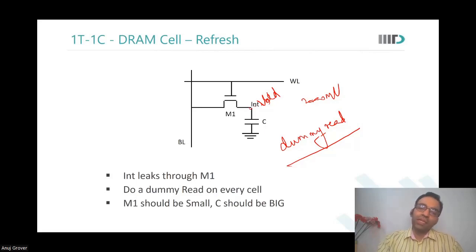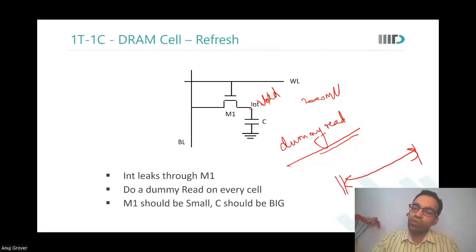And we want to increase the duration between these dummy reads. Do you realize that when the dummy read is happening, an actual read cannot happen? So your DRAM is unavailable for use. The user is waiting until your dummy read closes. Only then can a real read be initiated again. So you want to increase the spacing between dummy reads because that reduces the unavailability of your DRAM.